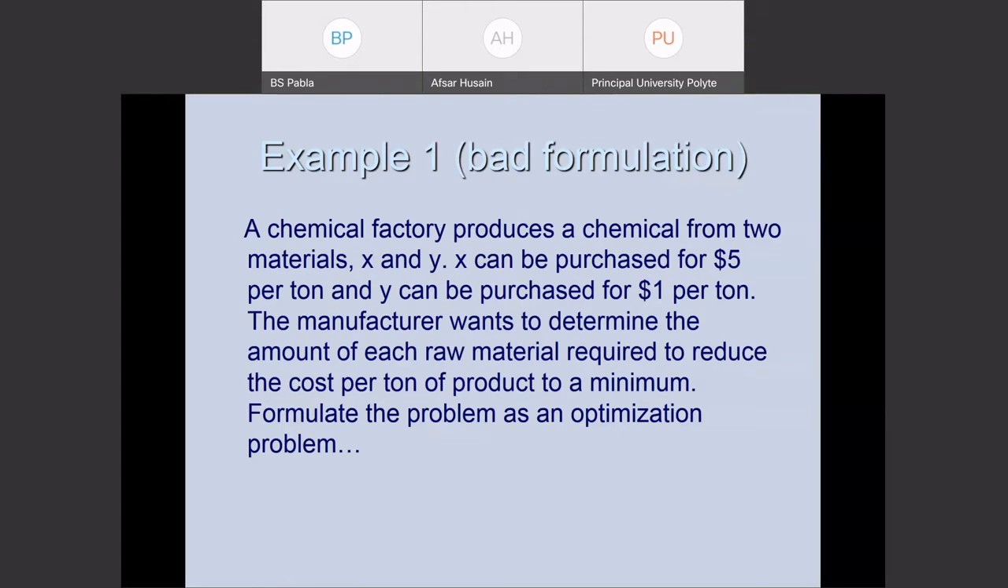A chemical factory produces a chemical from two materials. There are two materials, X and Y, which are used for producing a chemical, whatever chemical, it may be a solution, it may be a product, right? X can be purchased for $5 per ton and Y can be purchased for $1 per ton. The manufacturer wants to determine the amount of each raw material required to reduce the cost per ton of product to a minimum. Formulate the problem as an optimization problem. It says it is a bad formulation. It is a bad problem because there are many things actually missing in this. It is a very open statement.